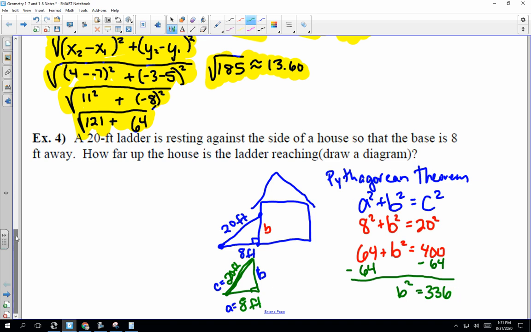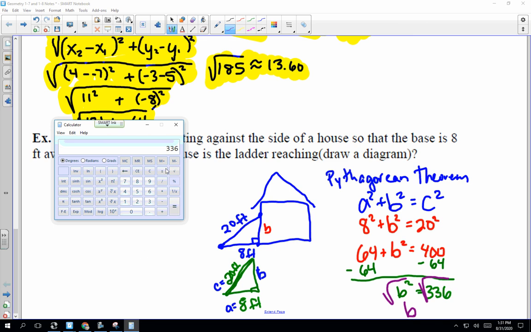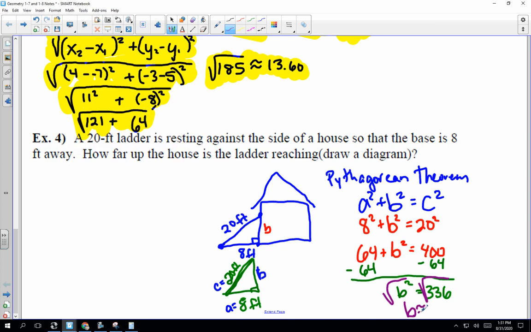And then to find what B is, so this is a squared. The opposite of square is square root. So we are going to take the square root of both sides. It's going to cancel, the square root and the square are going to cancel out. And I don't think 336 is a perfect square. But we'll take the square root. No, it's not. So we got to give a wavy line. And it's 18.33. So give it a wavy line because it's not going to be equal. We're rounding. And that is feet.